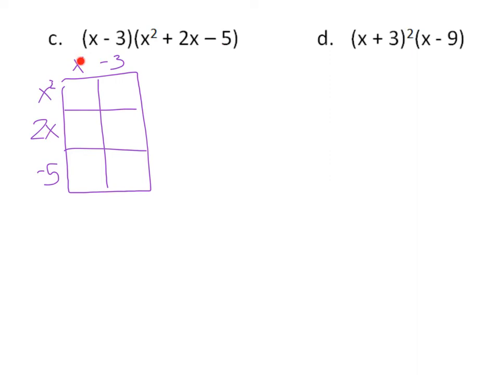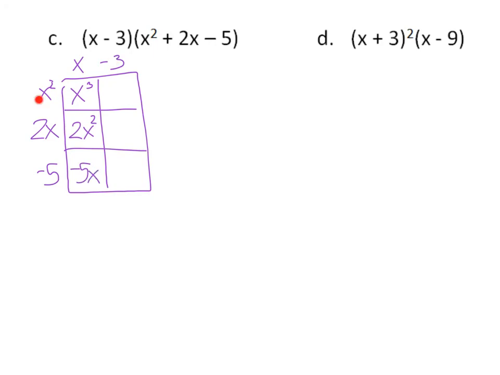Now I'm going to multiply these 2 terms and put my answer here, and these 2 terms here, and so on. So x times x squared is x to the 3rd. And x times 2x is 2x squared, because x times x is x squared. X times negative 5 will be negative 5x.